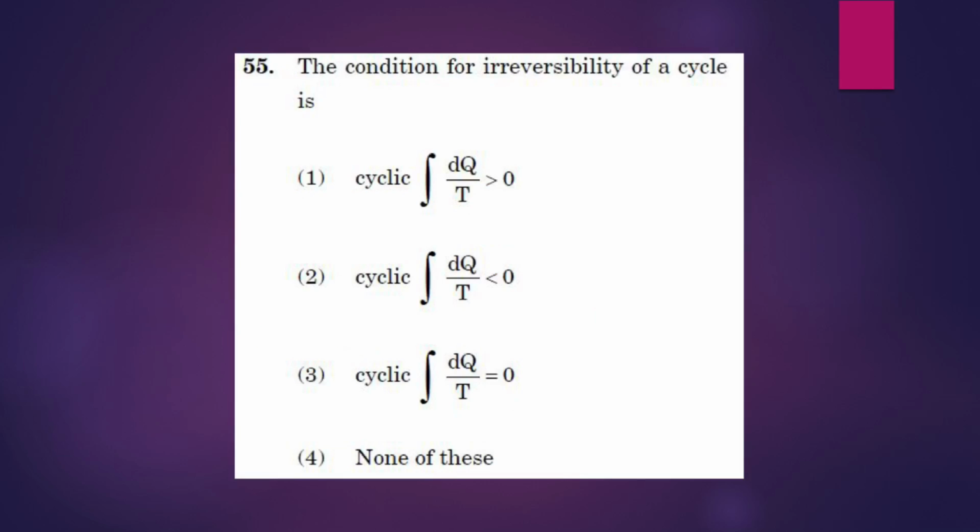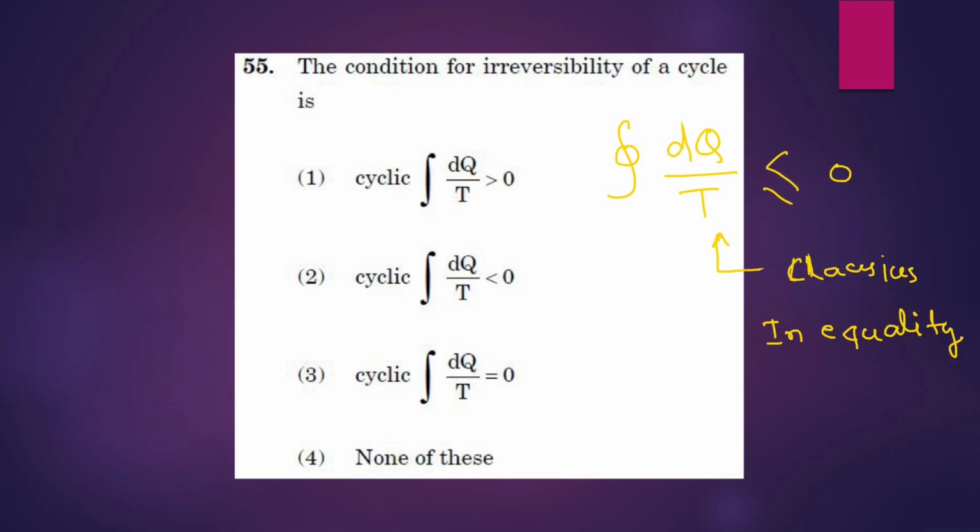The condition for irreversibility of a cycle: we have to refer to the Clausius inequality. We know for the Clausius inequality, the cyclic integral of dq by T is less than or equal to 0. So in option 1, for a cyclic process, dq by T greater than 0, this is impossible. Then cyclic dq by T less than 0, it's an irreversible cycle, and the cycle is possible.